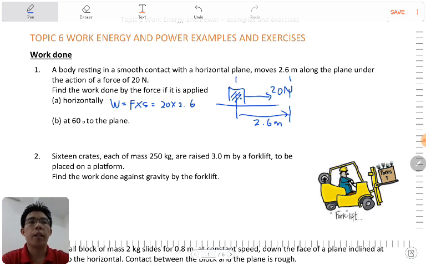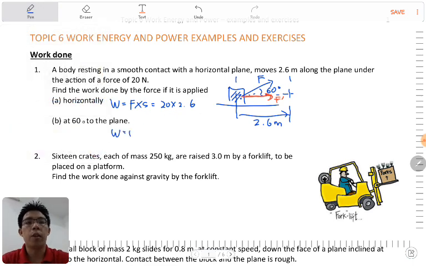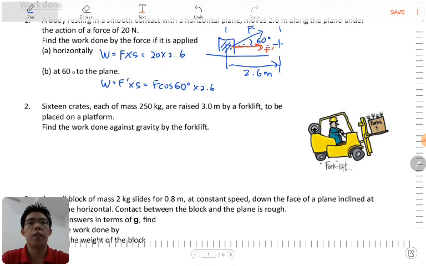Okay, and if it's exerting at a direction that is 60 degree to the plane, then we draw like this. So that's the force here, 20 Newton, and the angle here is 60 degree. So what we need to do is resolve the force into the direction that is the same as the direction of movement. Okay, so we have work done equals F prime times distance, which is F cos theta times 2.6. So if you sub in the value, then you should be able to get the answer.